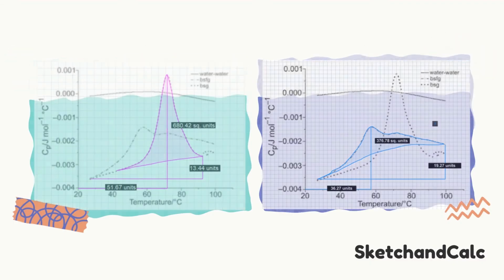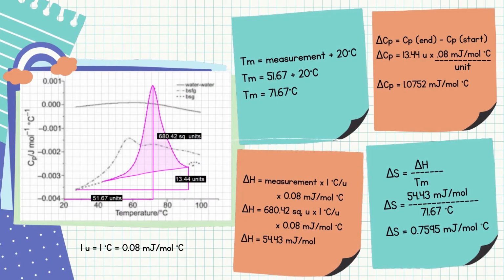Celsius. Using the equations and methods discussed earlier, we now extrapolated and calculated the values for the melting temperature, change in heat capacity, change in enthalpy, and change in entropy of unfolding. For BSG, shown on the right are the computations we made with respect to the scales used in plotting. We obtained a Tm of 71.67 degrees Celsius, 1.08 millijoules per mole degree Celsius for delta Cp, and 54.43 millijoules per mole and 0.76 millijoules per mole degree Celsius for delta H and delta S respectively.